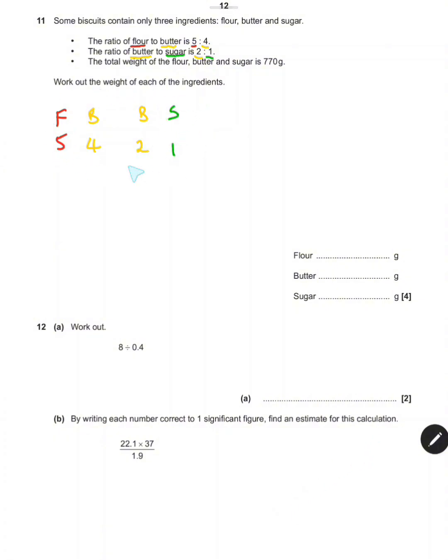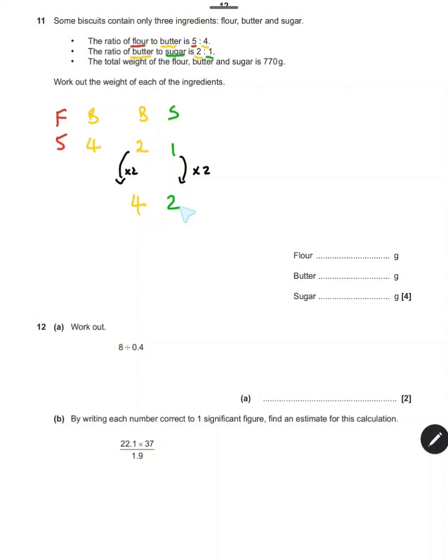What I'm looking to do is combine this into a single ratio. If we look at that right hand ratio, I can maybe double this and we'll see what happens. Okay, so 2 times 2 is 4.